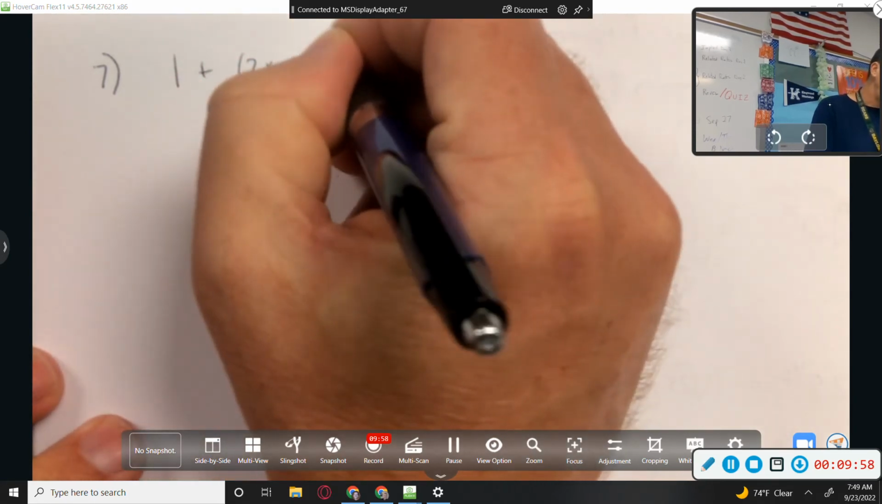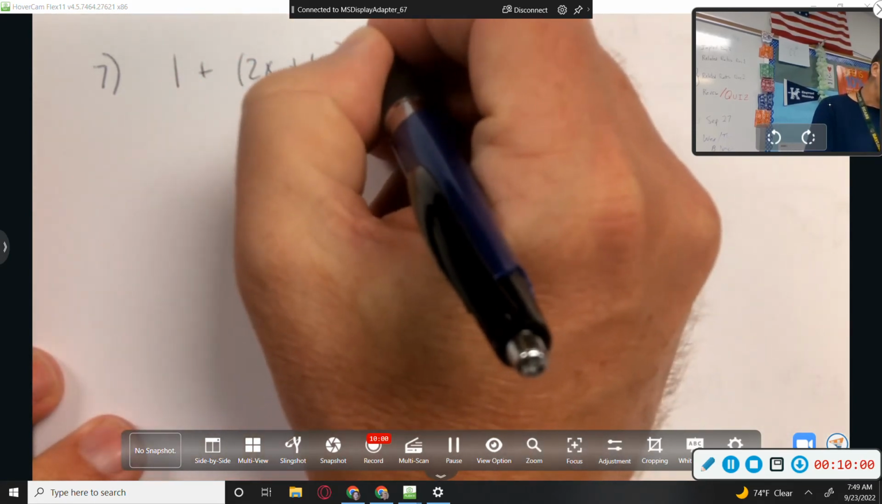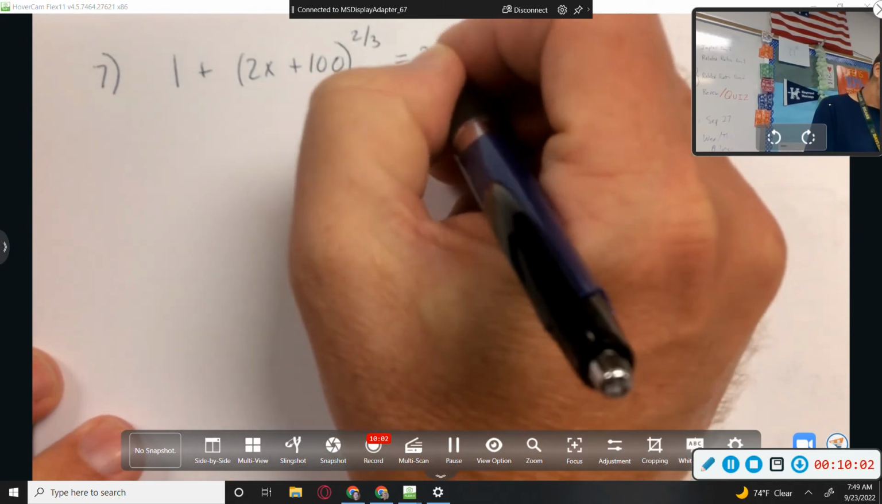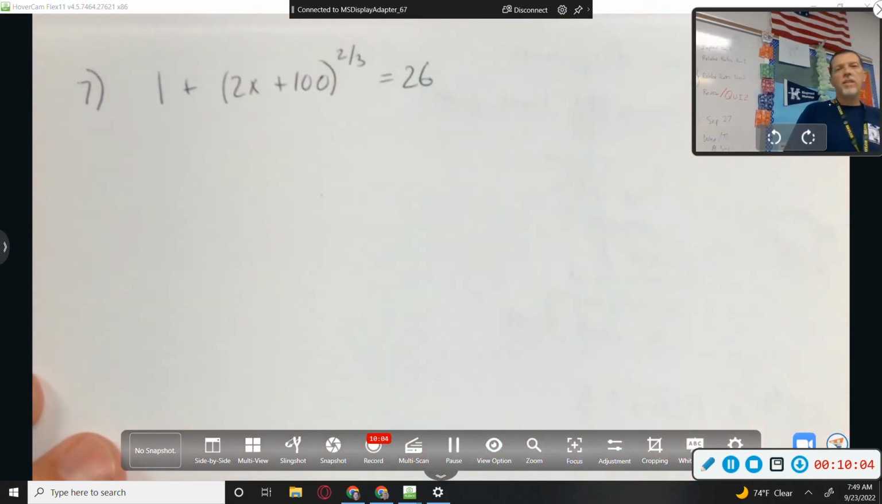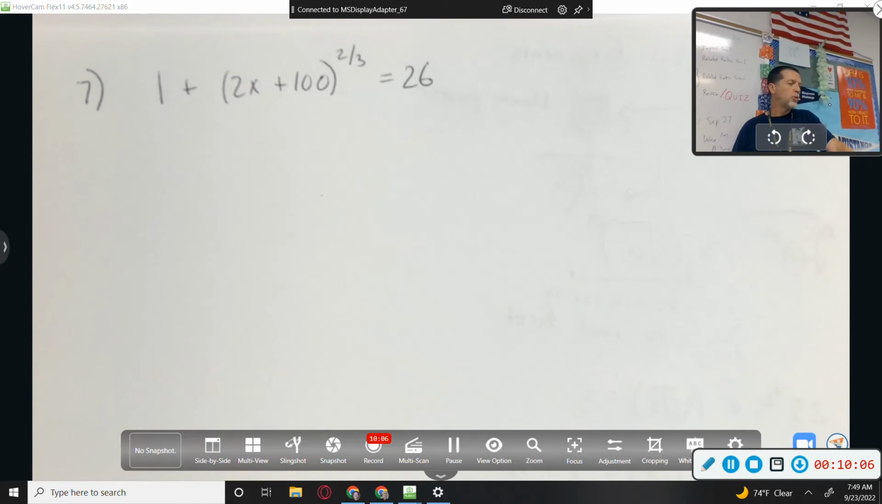Let's do an equation. And because you guys are good, we'll just do two equations, both of them kind of crazy, and we'll figure if you can do these, you can do anything. 1 plus parentheses 2x plus 100 to the 2/3 equals 26.